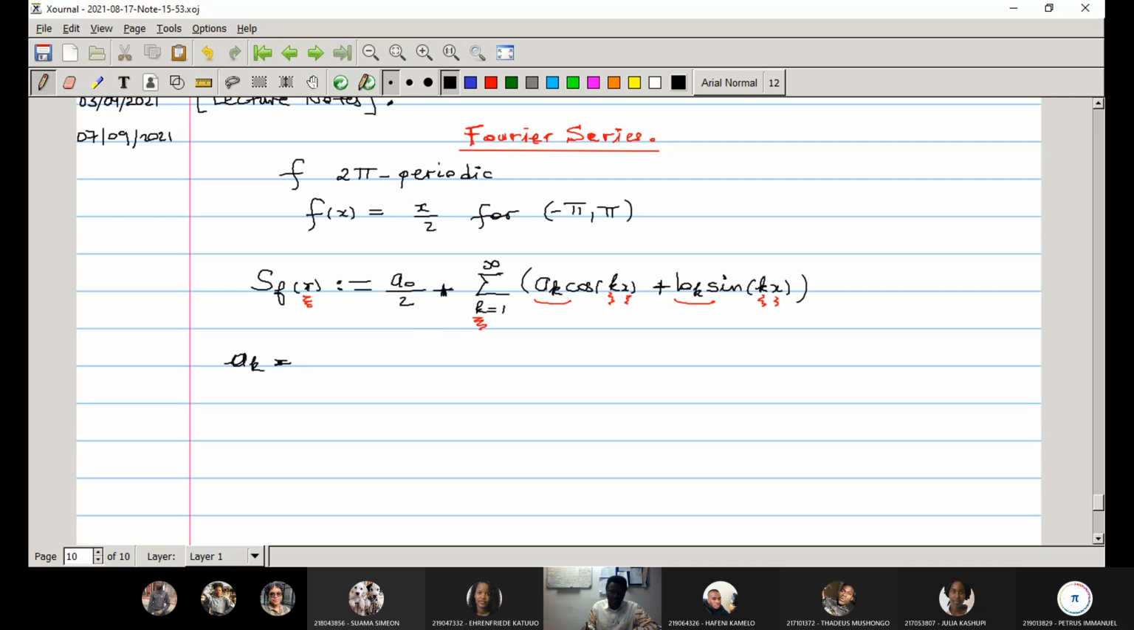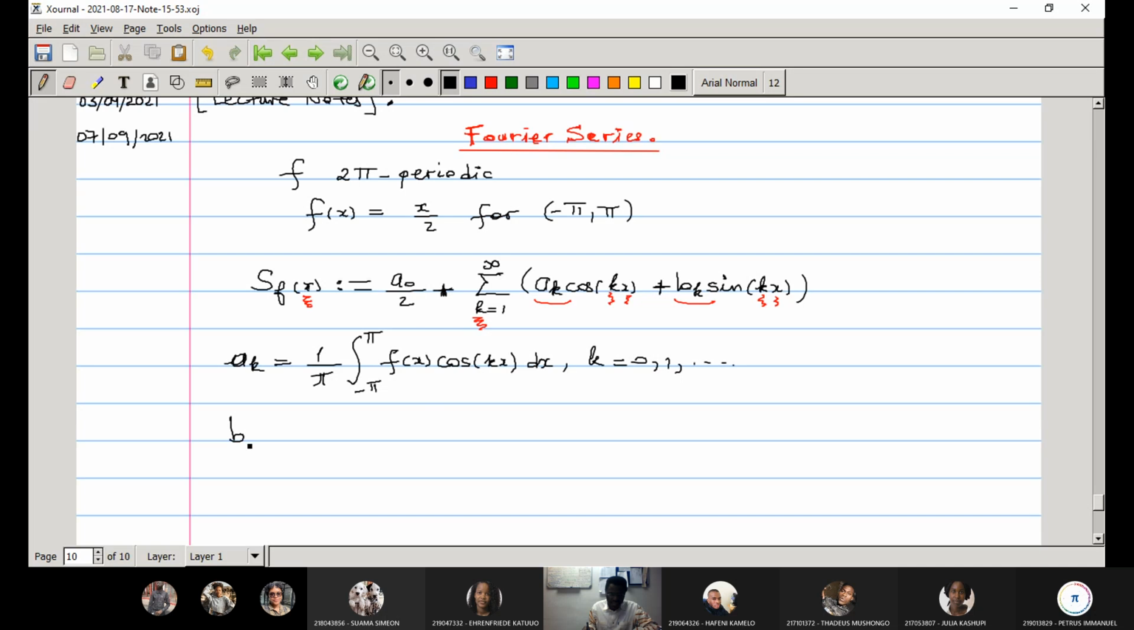For a_k, you see that k can take the value 0 because a0 is defined, right? So it is 1 by pi, then the integral from negative pi to pi of f(x). Now, because a_k is a factor of cosine here, you also have cosine kx dx. Now k will take the value 0, 1 up to infinity.